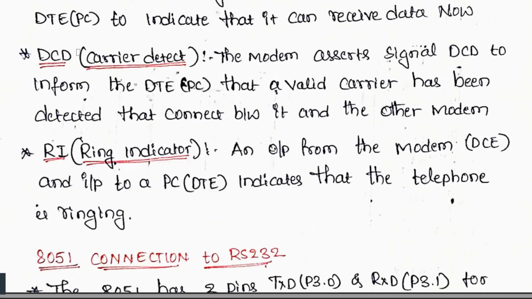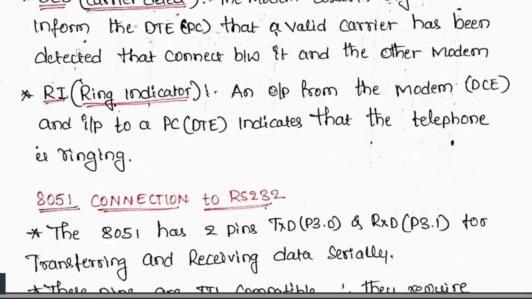DCD is carrier detect. The modems assert a signal, that is DCD, to inform that a valid carrier has been detected that connects between them. RI is ring indicator. It is an output from the modem and input to the PC that indicates the telephone is ringing.